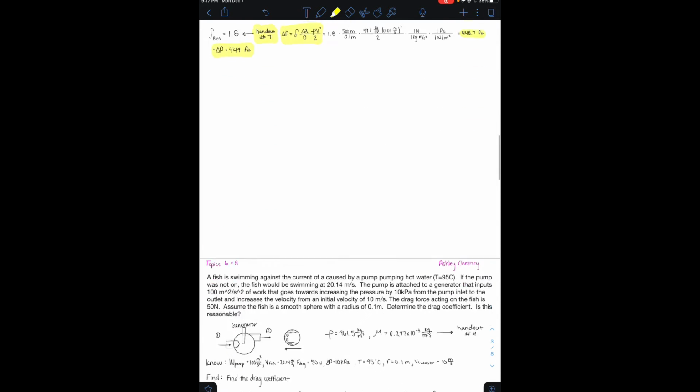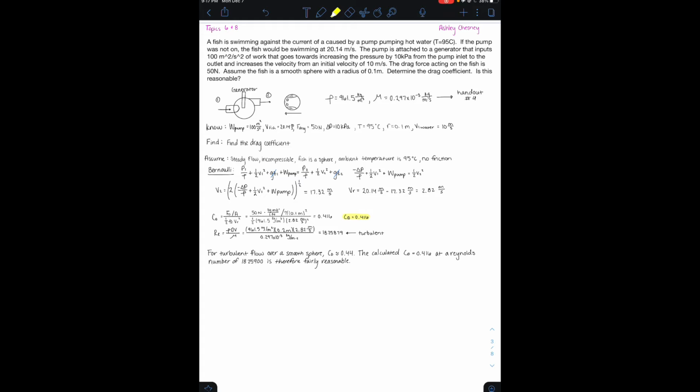To find the pressure drop, we used the Reynolds number for porous media, which is calculated according to the following equation and was found to be 1,119. Then, using handout 7, the friction factor of 1.8 was found using the curve there and the Reynolds number that was determined, and this was plugged back into this equation in order to find the pressure drop. The pressure drop for this problem was found to be 448.7 pascals.